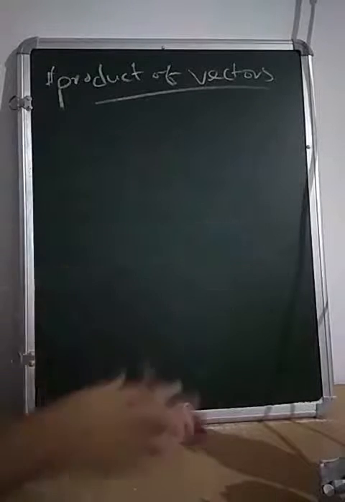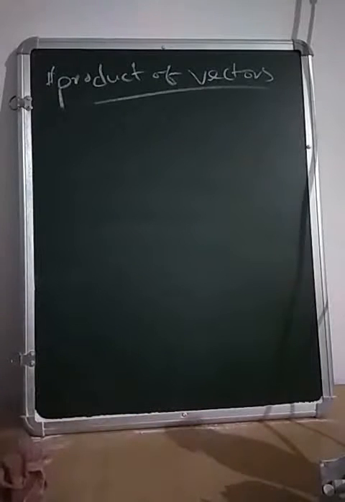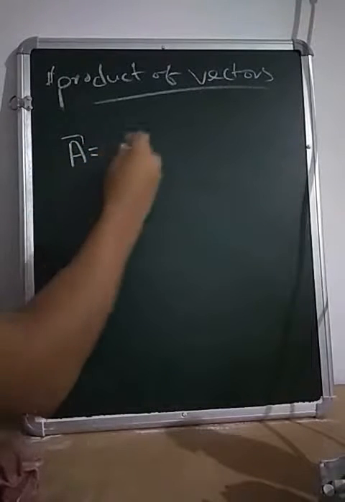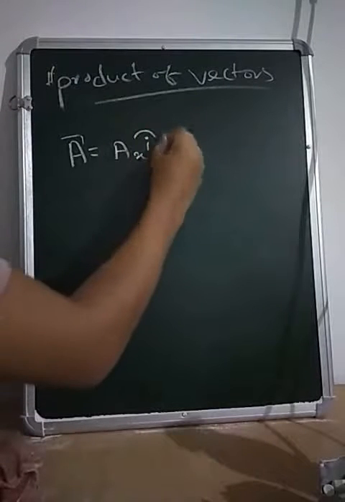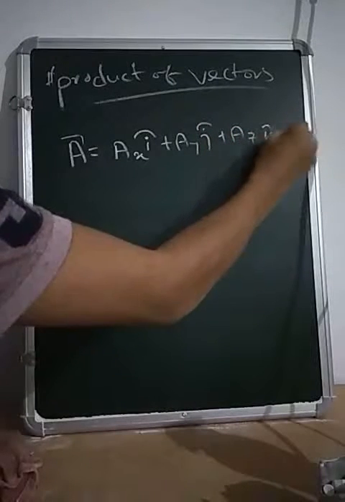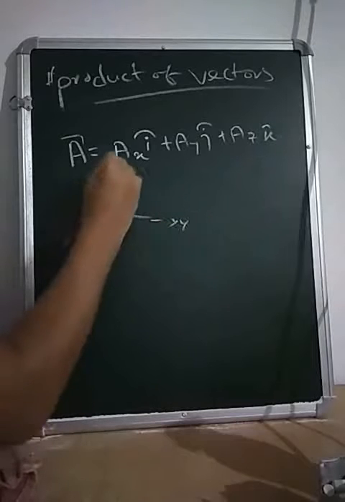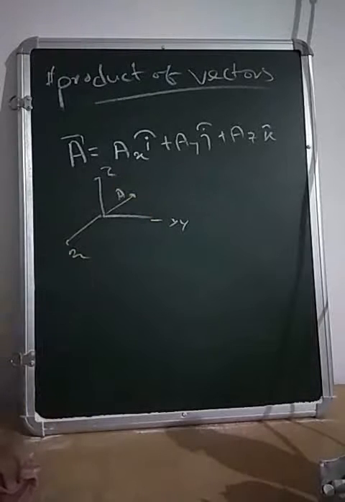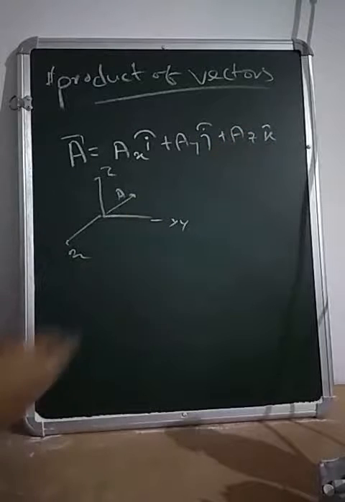Okay, now the next thing is we have learned about the unit vectors now. Suppose there is a vector A. How can you write a vector A? Ax i cap, Ay j cap, and Az k cap. Suppose there is a 3-dimensional system x, y, z. Suppose there is a vector A. So how can you write this? Ax i cap, Ay j cap, and Az k cap.